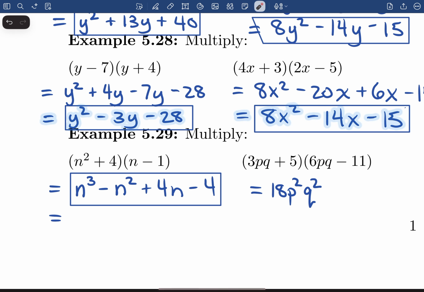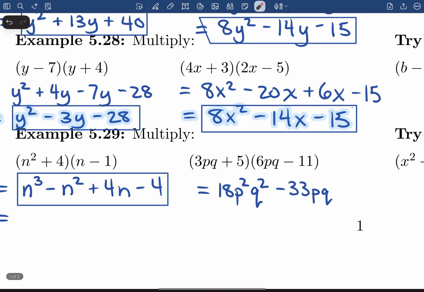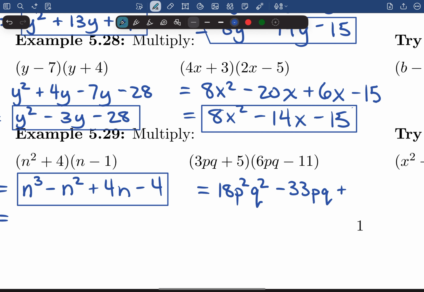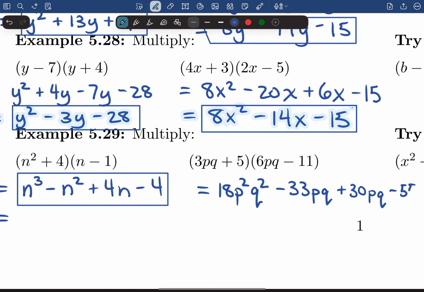Now let's take the outer terms and multiply them together. Well, 3 times negative 11 is negative 33, and I still have that p and q. And now looking at the inner terms, 6 times 5 is 30, so I'll have a positive 30pq. And then last terms, 5 times negative 11 is negative 55.